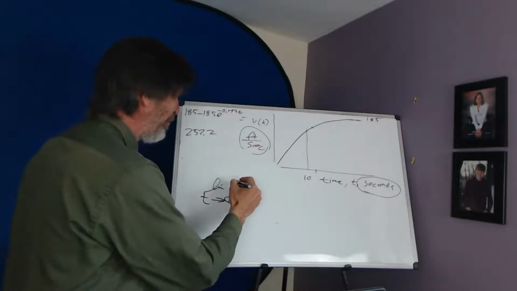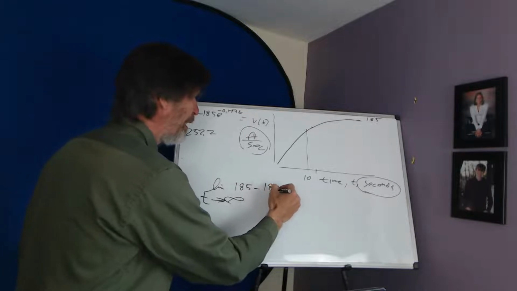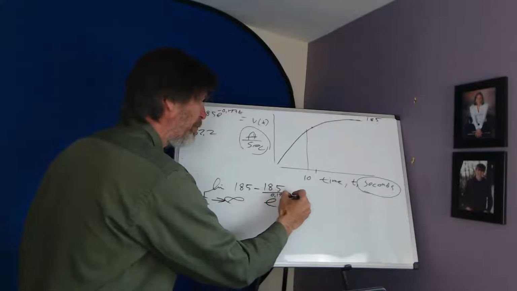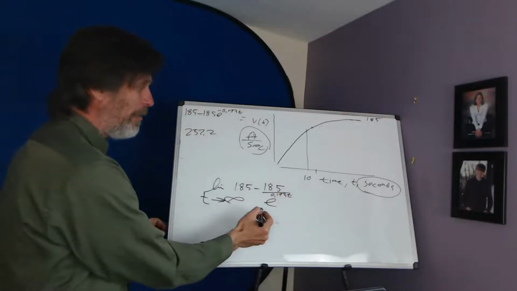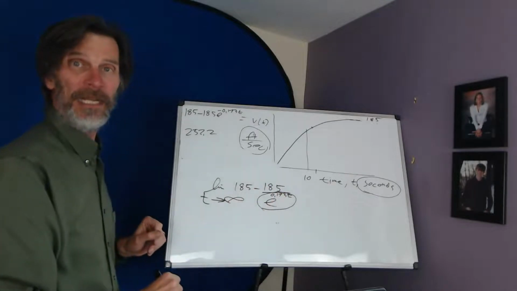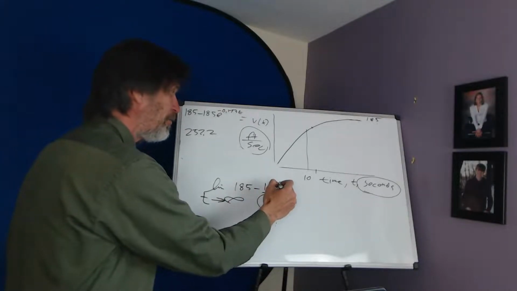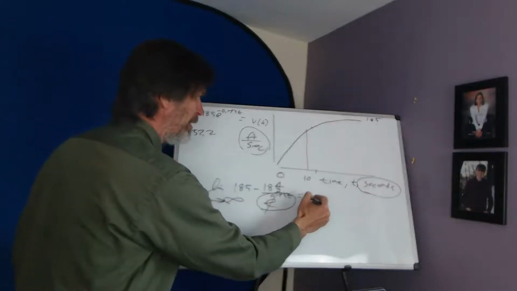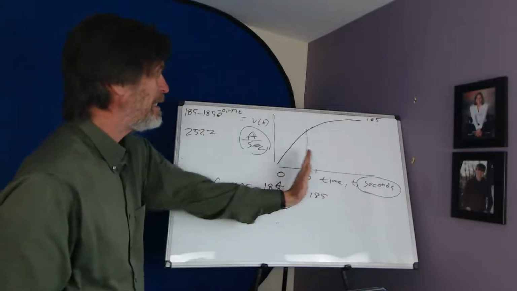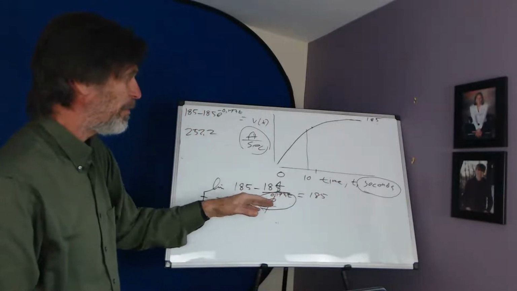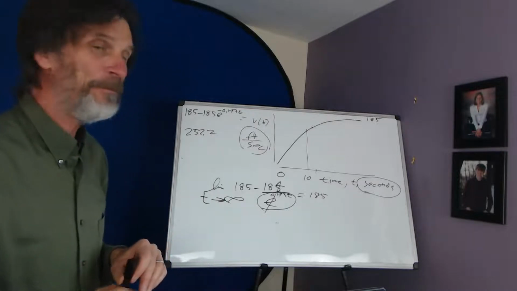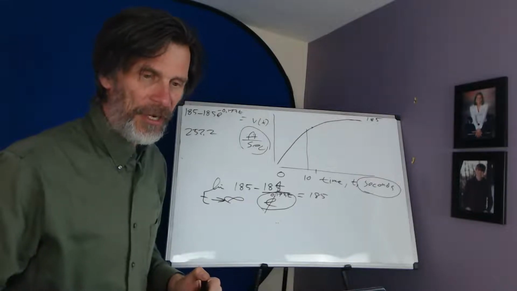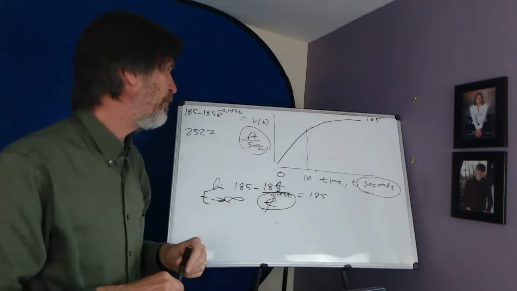But here's our function, 185 minus 185, and I'm going to rewrite this as e to the positive 0.173t. Now, as t gets bigger and bigger, that denominator gets bigger and bigger. This fraction gets closer and closer to zero. So the limit as t goes to infinity is just 185. Again, as t gets bigger and bigger, that number subtracted off gets closer and closer to zero. So I can look at the graph, or I can consider a limit like we did way back before exam 1.